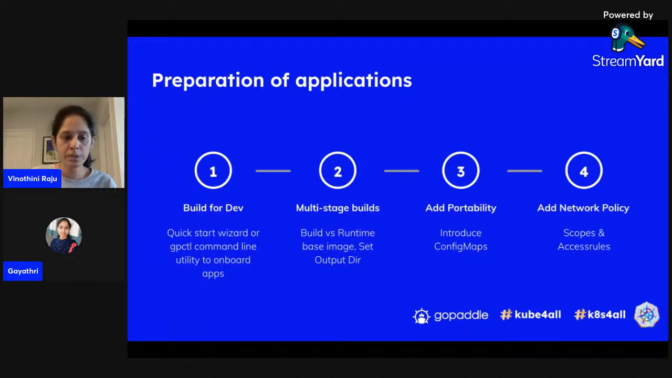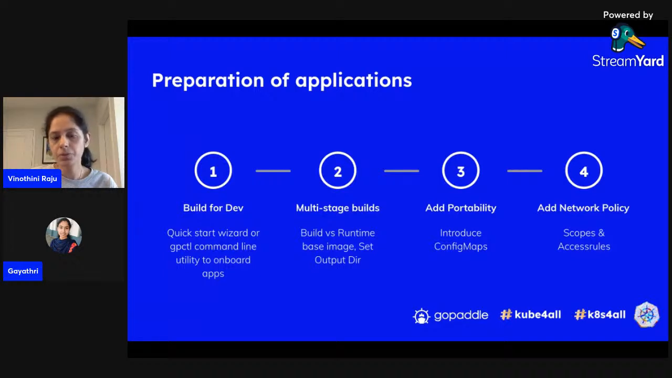So we have some quick start wizards as well to guide you through this prep work. We have a quick start wizard, which I'll show you in a moment. And we also have a command line utility, which you can download, and you can start onboarding or containerizing your applications for your local development environments. Then you can optimize this and build your applications using multi-stage builds. There is a very small set of steps that you can follow, which will automatically enable your apps with multi-stage builds.